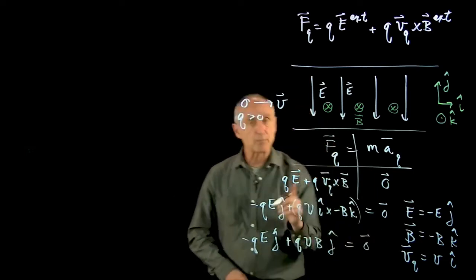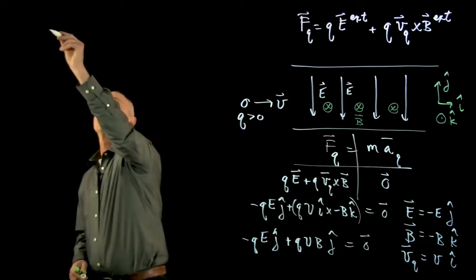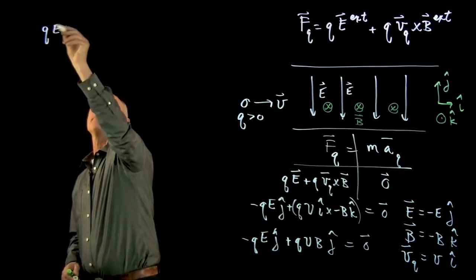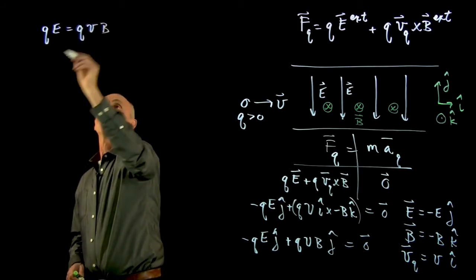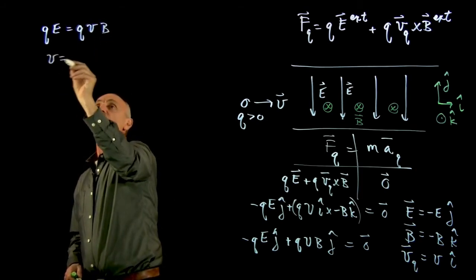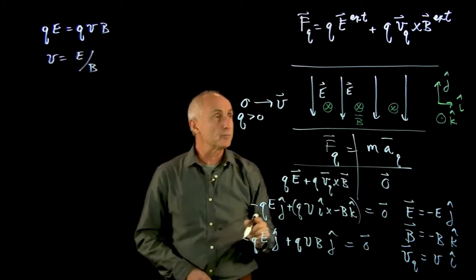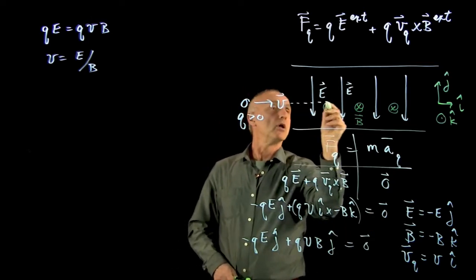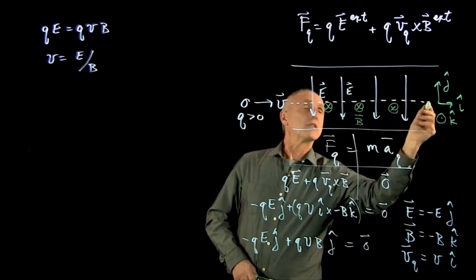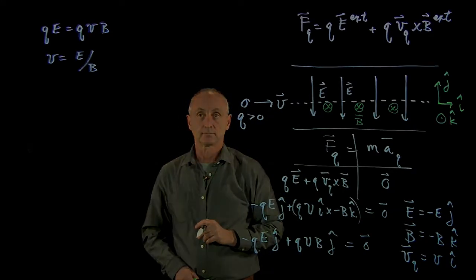And so our condition that the particle will undergo straight motion is just that qE is equal to qvB. And so we see that if the speed is equal to E over B, that's the relationship between these fields, then this particle will go directly through and experience no net force.